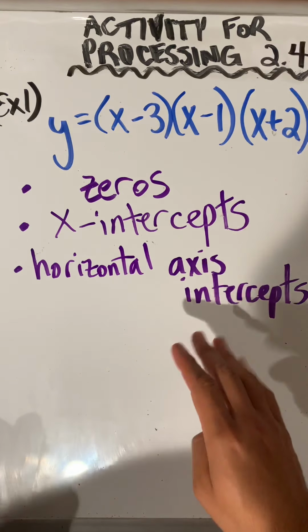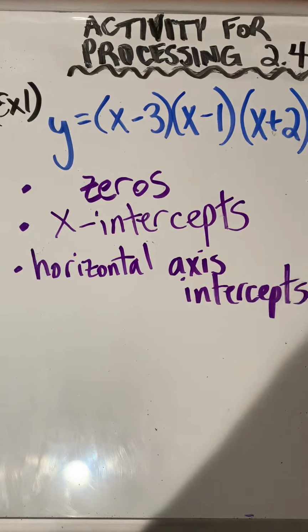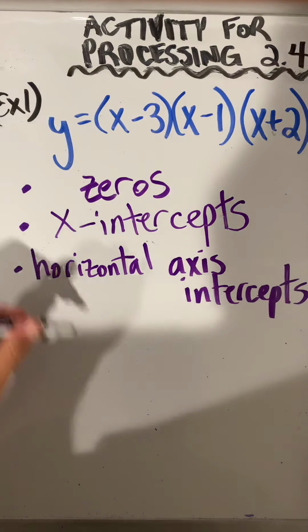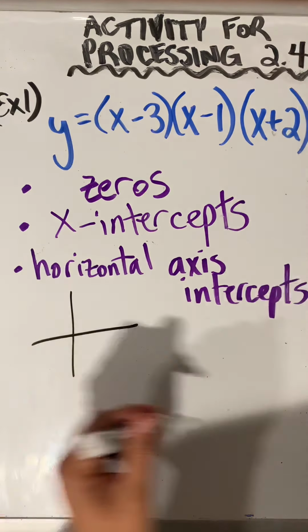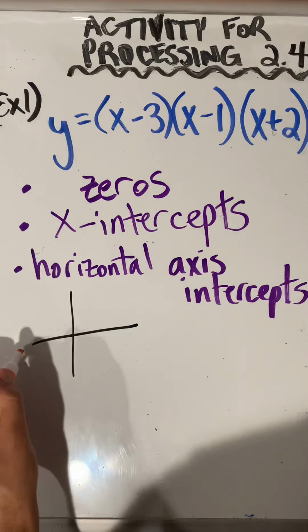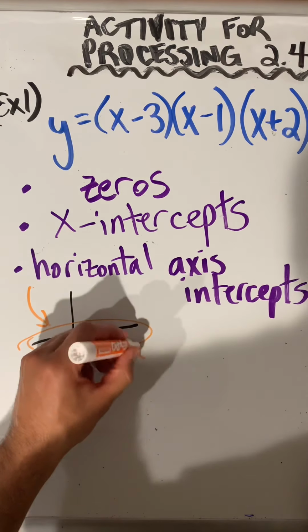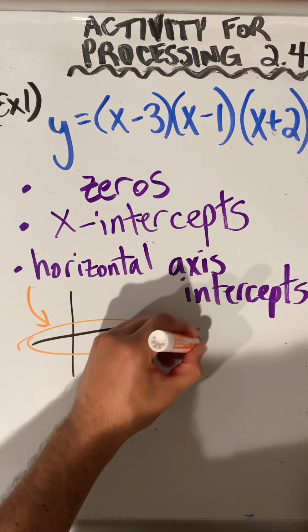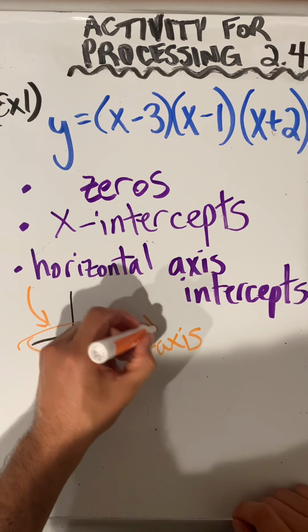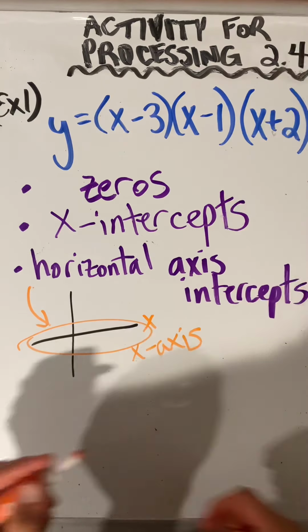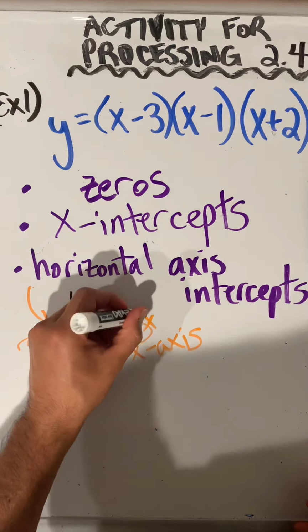Horizontal axis intercepts and horizontal axis. When we talk about axes, it's this axis here. So the horizontal axis is a fancy way of saying x-axis. Horizontal is this way, so this is the x-axis right here. I write this in black because it makes sense.